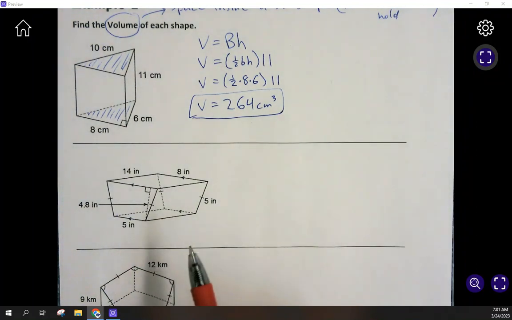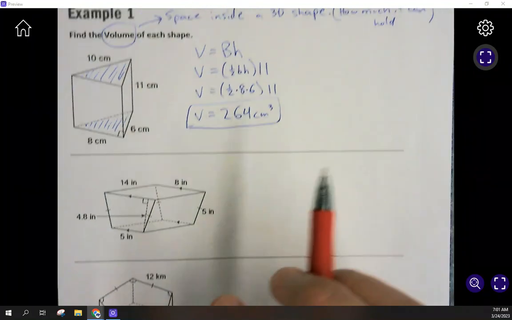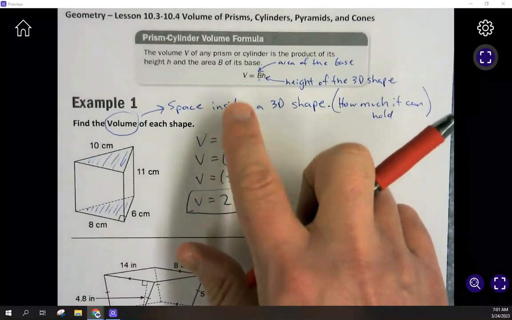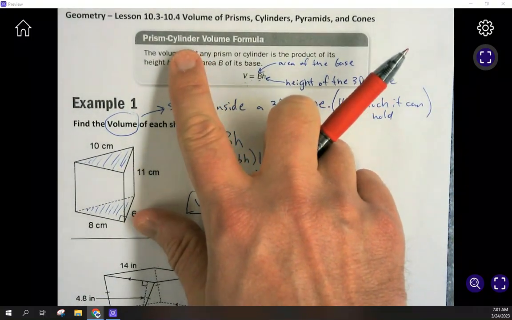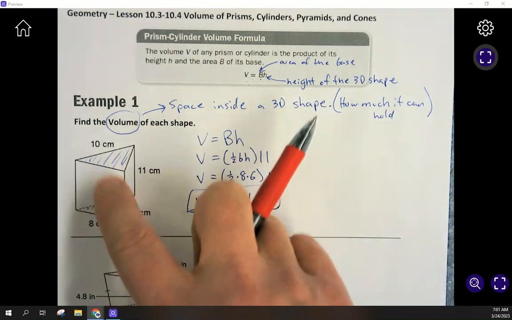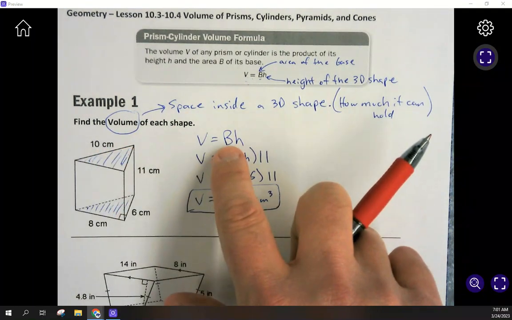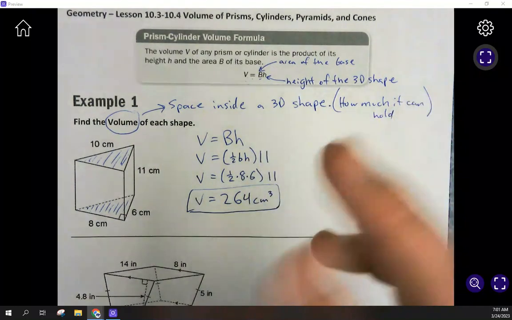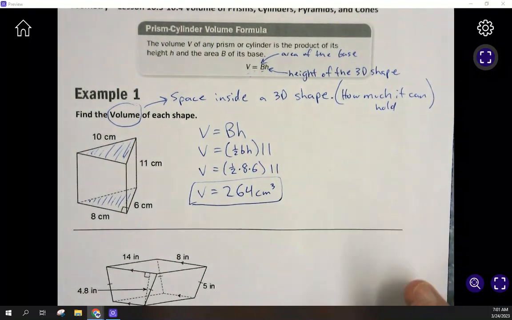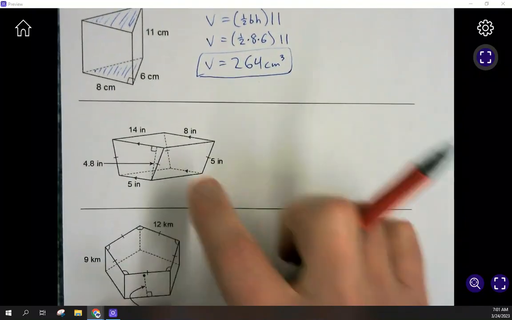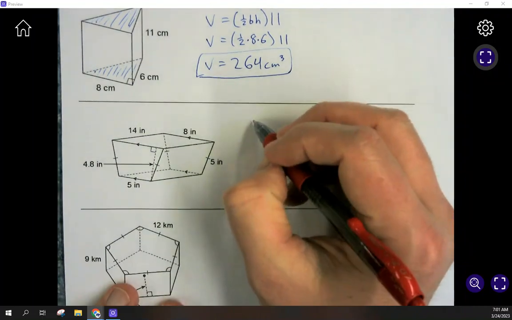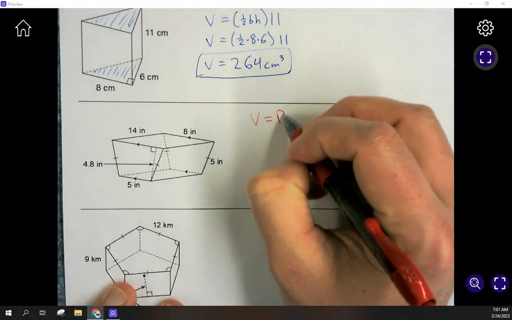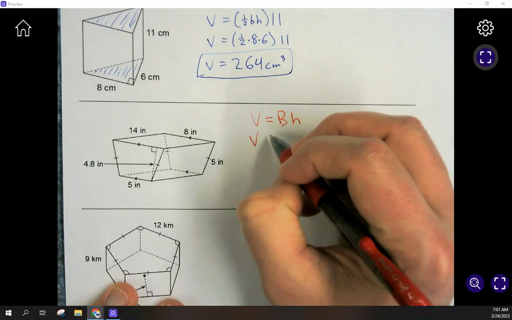So we again have a prism here. Now, we don't have a practice one here, but this also works for cylinders. And the area of the base would just be the circles that are on the top and the bottom, and you would use pi r squared. We'll see a cone on the back, and it pretty much works the same way. So here we have a trapezoidal prism. So volume equals big B times H.